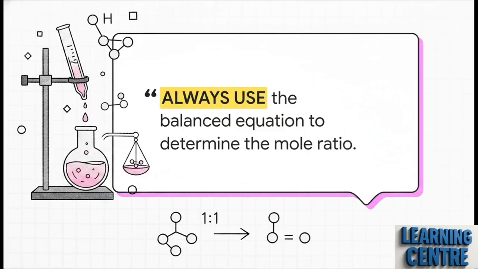Listen up, because here is the absolute golden rule of titration calculations. Always use the balanced equation to determine the mole ratio. Seriously, it is incredibly dangerous to just assume every acid and base reacts in a simple 1-to-1 ratio. Take sulfuric acid reacting with sodium hydroxide, for example. That's a 1-to-2 mole ratio. If you forget to balance the equation first, literally every single number you calculate after that will be entirely wrong. Don't fall into that trap.